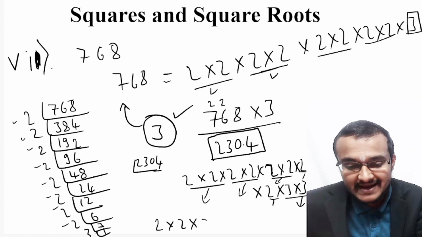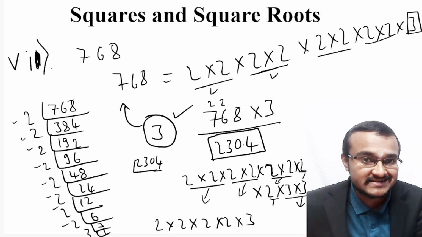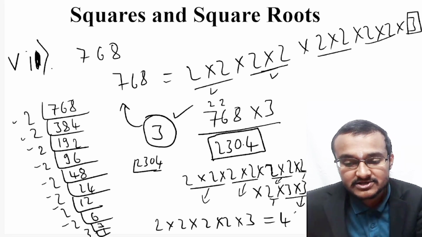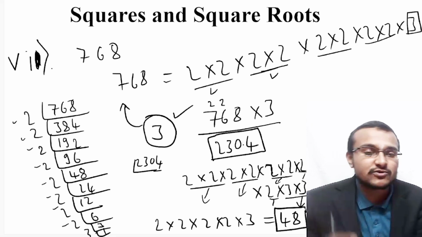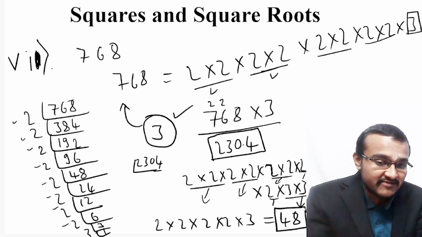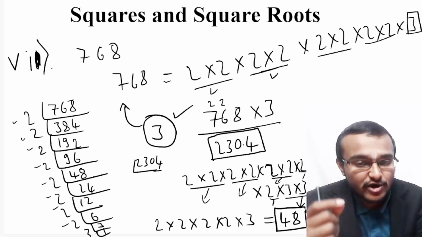So 4 times 2 and 1 time 3. So 2 into 2 is 4, 4 into 2 is 8, 8 2s are 16, 16 3s are 48. So the square root of 2304, the perfect square number which you have got after multiplying 3 with 768, is 48.